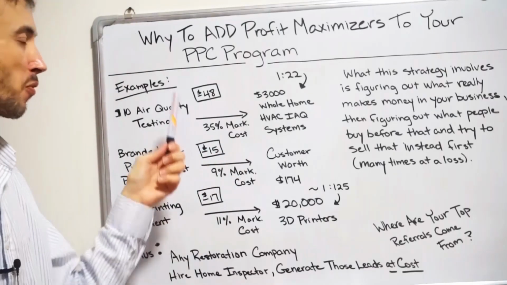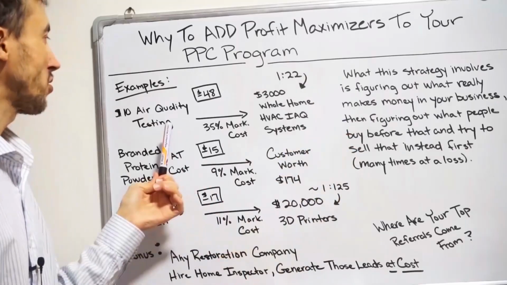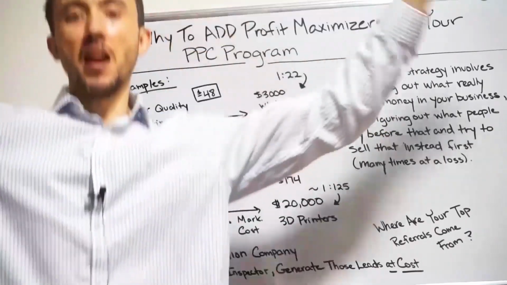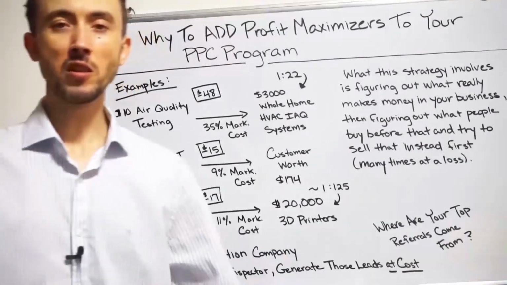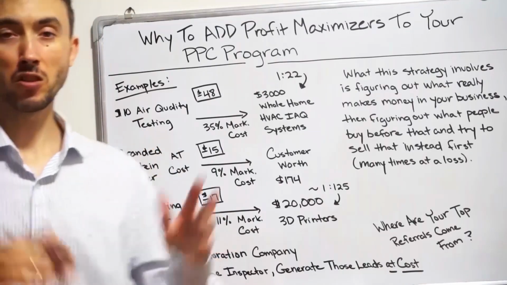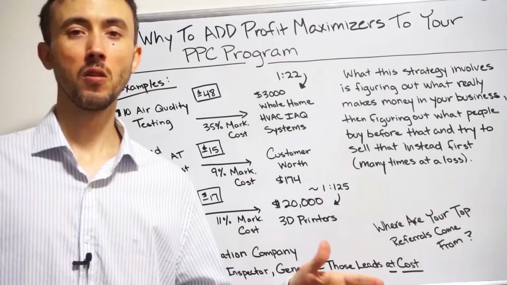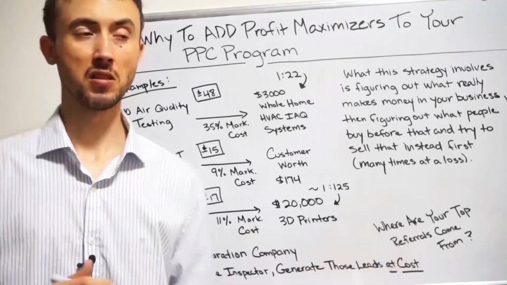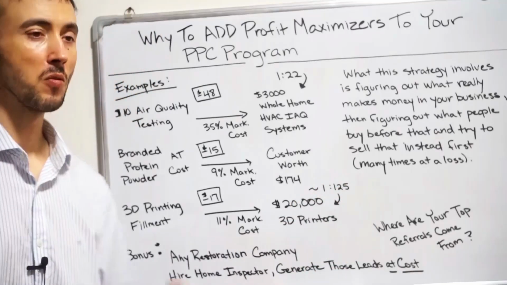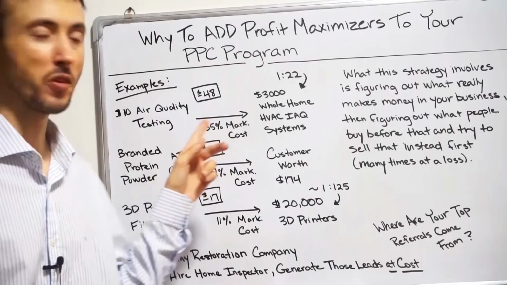Now, also one more thing before I go on here, the reason why this works so well: if I was just standing out front of my office saying, hey, free air quality testing, or a $20 dinner, or if it's not free and just offering that, you're not going to close 1 out of 22 people into a whole house IAQ system, because these people are not the right prospects.